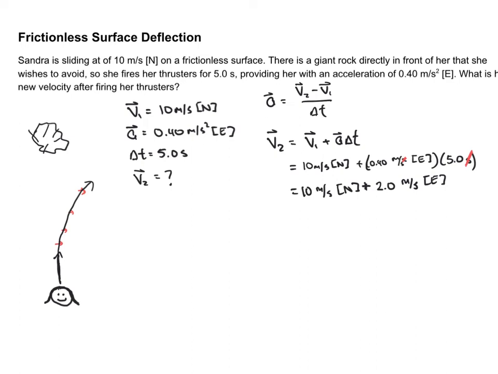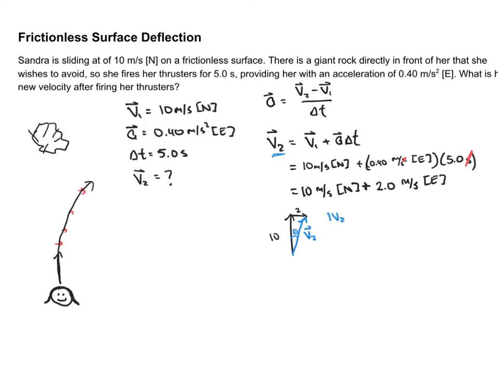They're in perpendicular directions, so I'm going to be drawing a right angled triangle. This can be 10 north. This can be 2 east. And what I have to find out is the resultant of that, which I will label as V2. That's what I'm trying to find out here. I'm going to need to know the angle as well, so I'll label that theta. So that's Pythagorean theorem and inverse tangent again.